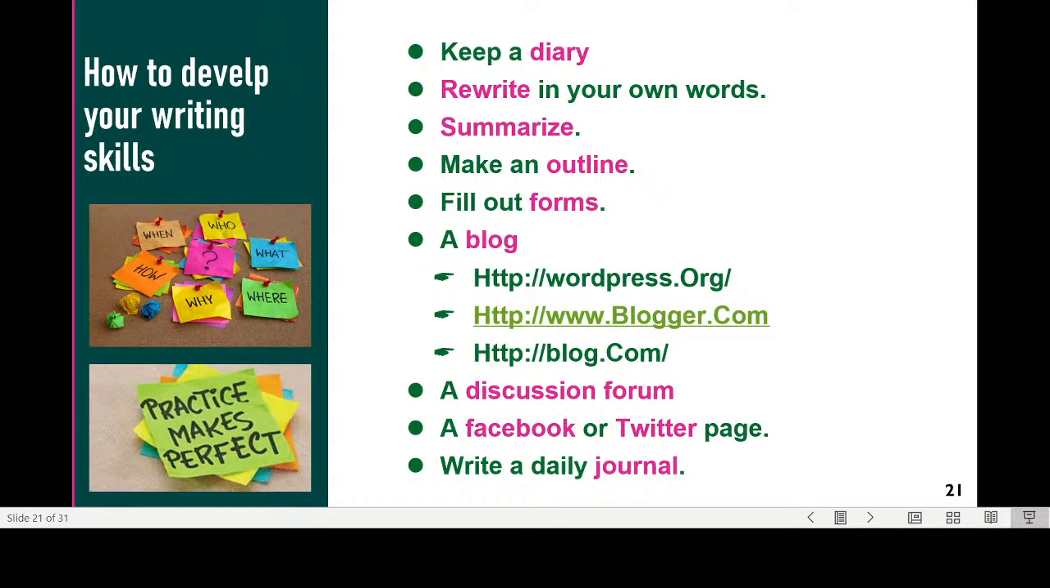You can create your own blog on your mobile. You can also sign up and participate in an online discussion forum and make comments, post comments on certain posts. You can create your own Facebook page, Twitter page, and post pictures, post anything every day.